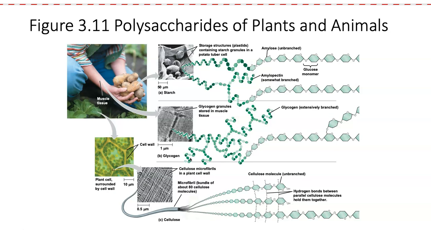Just a quick look here between some of the differences between the three main polysaccharides in plants and animals, and the starch, glycogen, and cellulose. I've already talked a little bit about starch and glycogen. Remember, starch is a storage molecule for energy in plants, and we talked about the glucose monomers. Glycogen is the granule that's stored in muscles and in liver. Lots of branching going on here in glycogen.